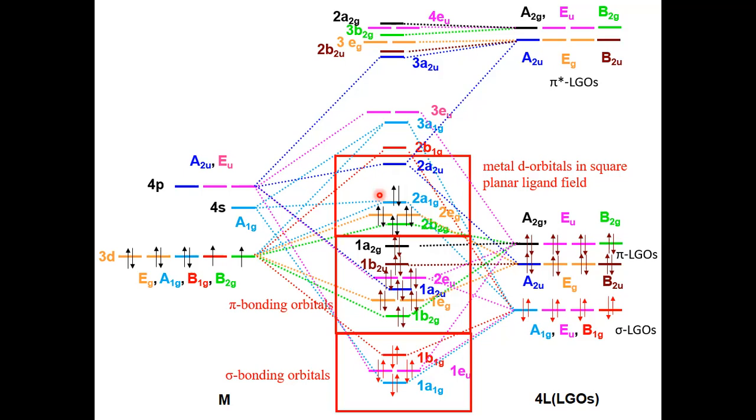If we had 18, we would have to fill this orbital here, this 2a1u, in addition, and this 2a1u orbital has a much higher energy than the 2a1g. Okay, so this also explains why there's an exception from the 18 electron rule.